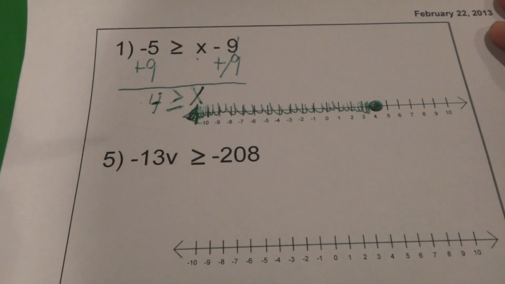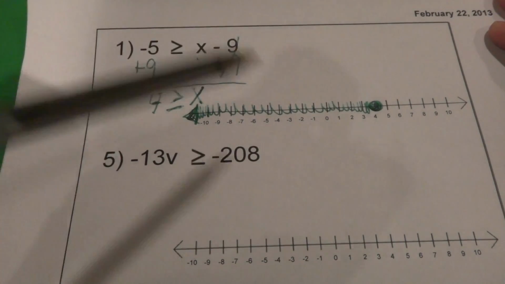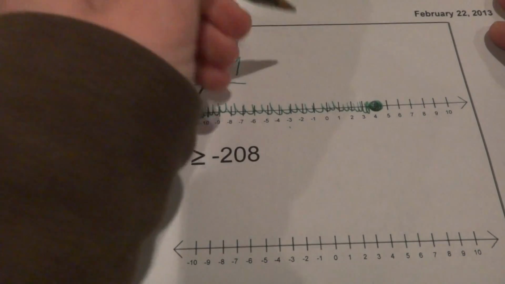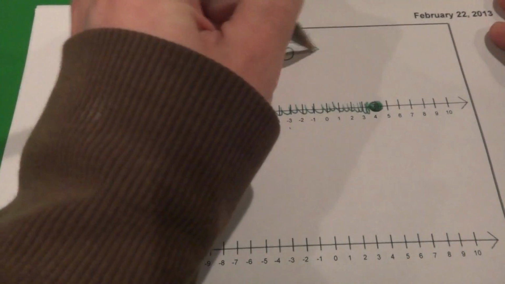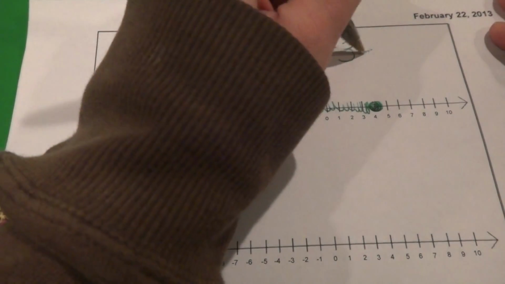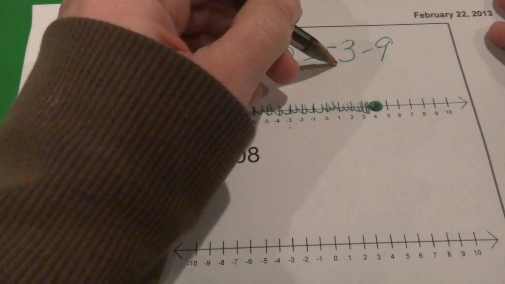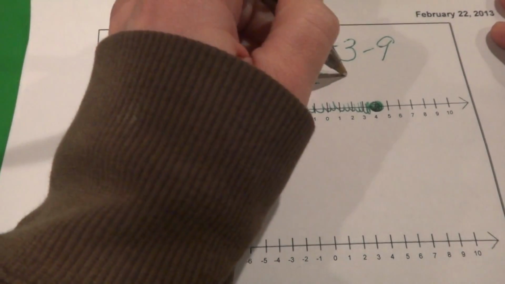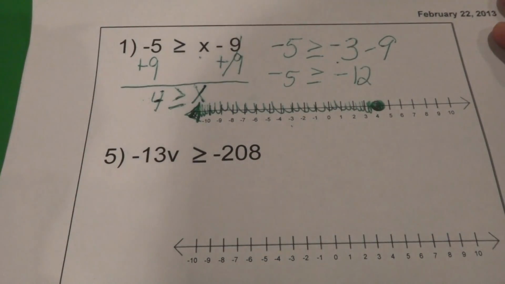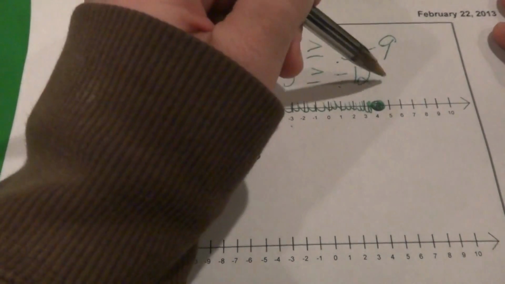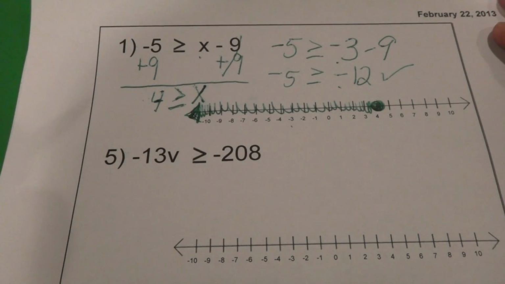And there's a picture of my solution. So now to check it, I can put one of these numbers in the shaded region back into my original inequality to see if it is true. So we're going to pick -3. So if I have -5 is greater than or equal to, instead of x, we're going to put in -3 minus 9. Well, we're going to simplify -3 minus 9, and we have -5 is greater than or equal to -12. Since that is a true statement, remember, the bigger the negative number, the smaller it is, then we know that our solution is correct.